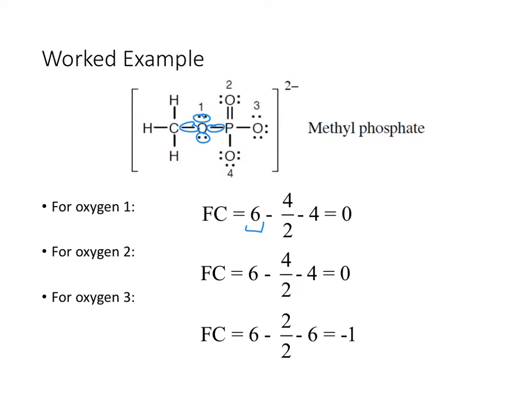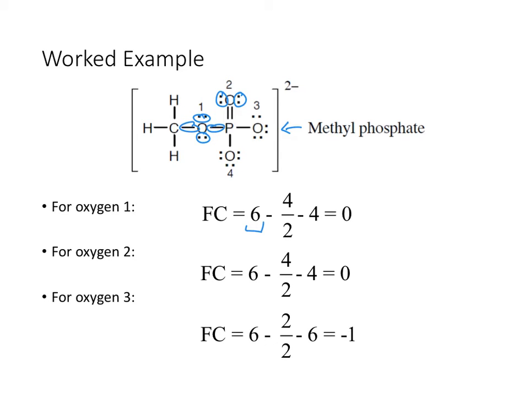So when you take 6 minus 4 divided by 2 minus 4, you get 0. So for oxygen 1, that has a 0 formal charge. For oxygen 2, you start with the same number of valence electrons, 6, minus, it has 2 bonds, which would be 4 shared electrons. Divide that by 2, minus the number of non-bonding electrons, which is 4, and you get to 0.